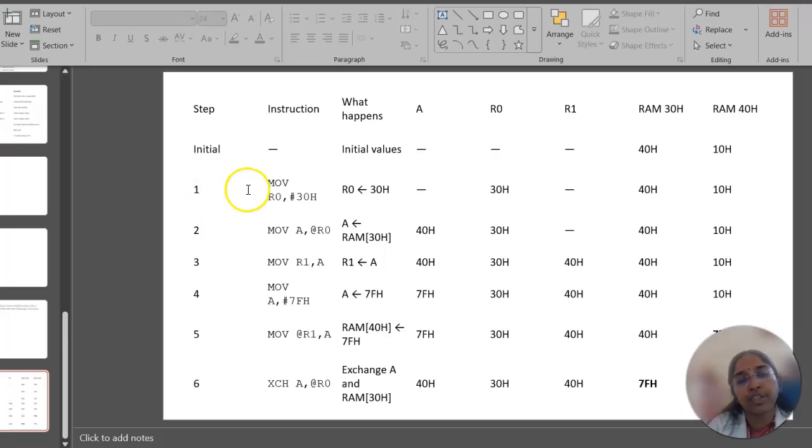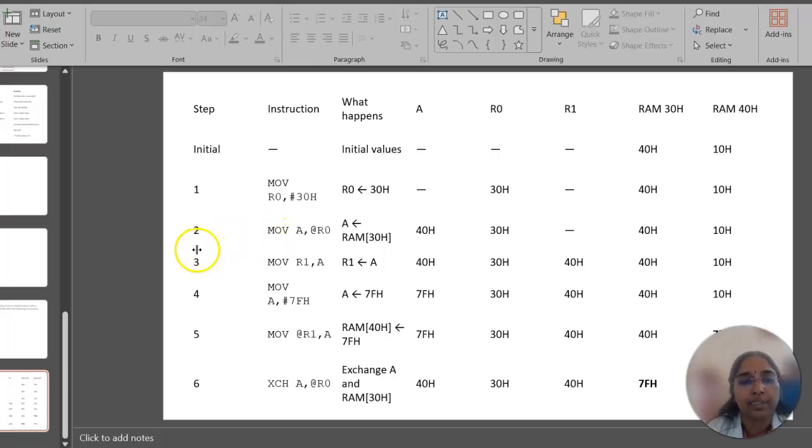The first instruction is MOV R0, #30H. That is, the immediate data 30 is moved to the register R0. Now, after execution, the register R0 will be holding the value 30 and the RAM locations hold the same values. The accumulator and R1 remain empty.